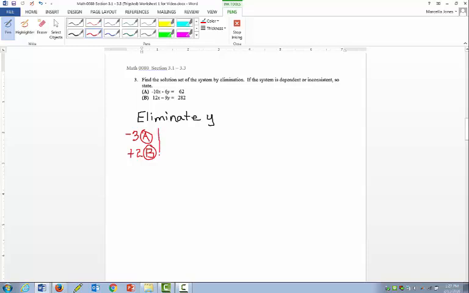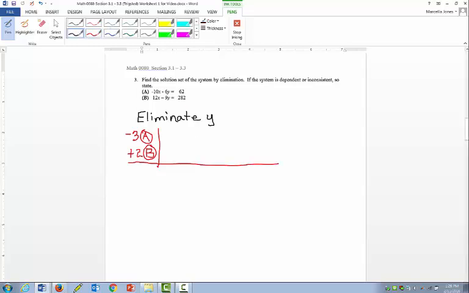Now the reason I've chosen that is because I notice that the coefficient of y in equation A is -6. If I multiply that by -3, that coefficient will become +18. 2 times -9 will give me a -18. When I add a +18y to a -18y, I'm going to eliminate y out of the problem.